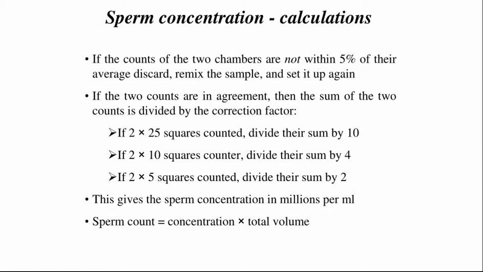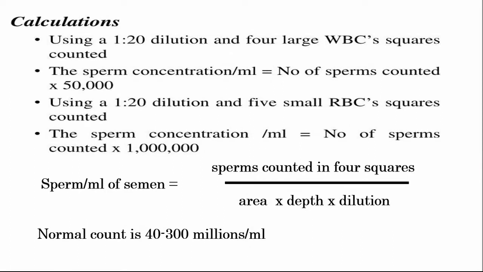The formula says sperm count is equal to concentration into total volume. Calculation. Using 1 in 20 dilution and 4 large WBC squares, counting is done. At the bottom you will see the formula: sperms per ml of semen is equal to sperms counted in 4 large squares divided by area into depth into dilution.